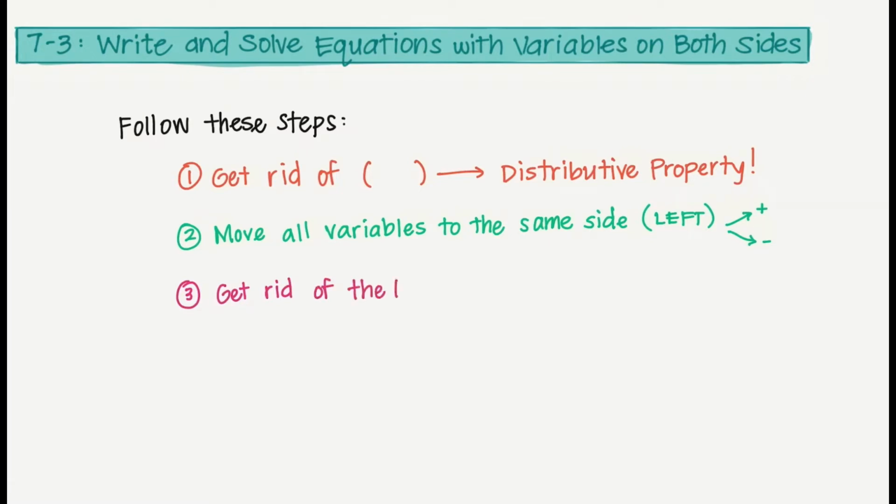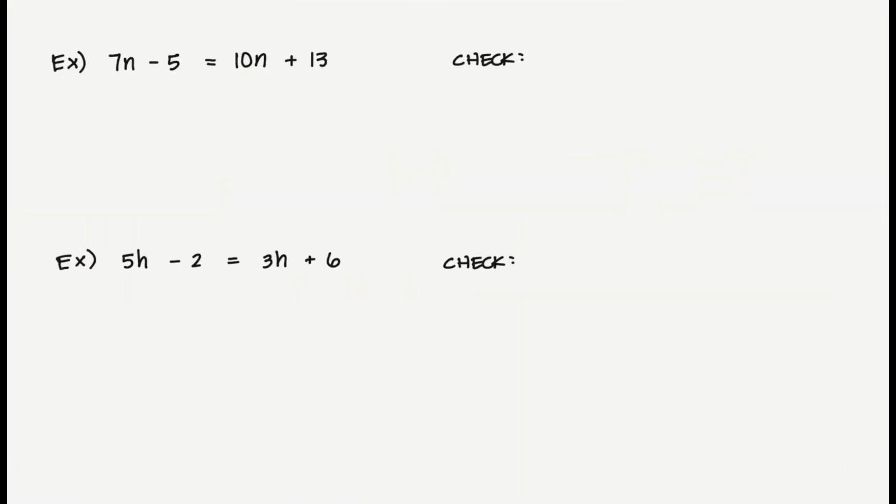And you're going to do that by either adding or subtracting. And you've done that several times now. And then to finish it off, I want you to get rid of the leech. So that number that is attached to the variable, just get rid of it by either multiplying or dividing. So let's go ahead and try this out with a couple of examples.